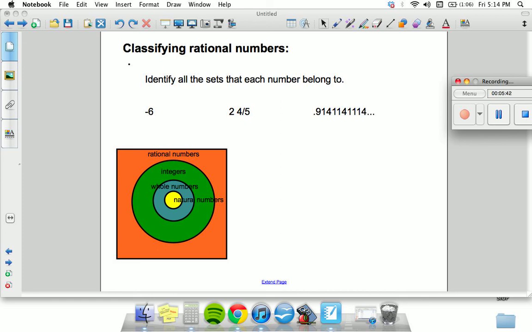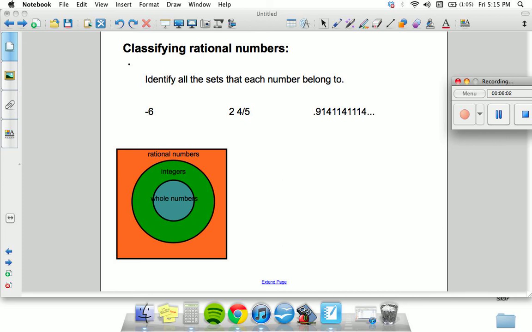All right, our final topic for today is classifying these rational numbers. And this is again why we talked about those definitions at the beginning of the chapter. I went ahead and deleted the natural numbers from our bullseye for this portion of the activity. We're just going to worry about whole numbers, integers, and rational numbers.